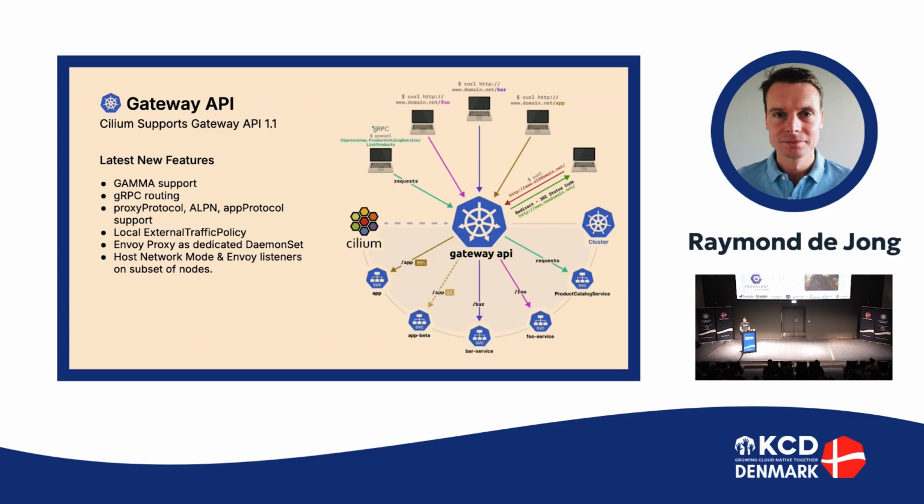We now support Gateway API 1.1 in Cilium 1.16. So we introduced Gamma support, we have gRPC routing, and a ton of other capabilities as well. Also note that we have introduced Envoy. We use Envoy for all the layer 7 capabilities as a separate dedicated daemon set. Before it was built into the Cilium agent, now we have the separation by default.